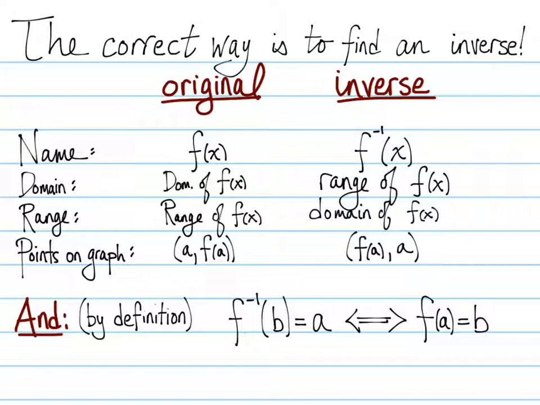And the way you go from the original to the inverse in terms of the graph is you switch the x and y values. Graphically, what that does is it flips the graph over the y = x line. And the definition of an inverse is that f inverse of b equals a is the same thing as, that double-headed arrow means is the same as, f(a) equals b.